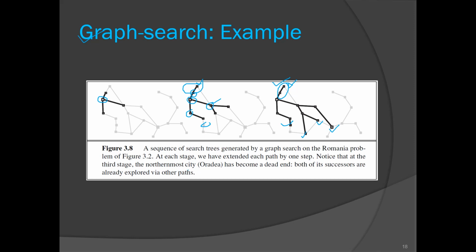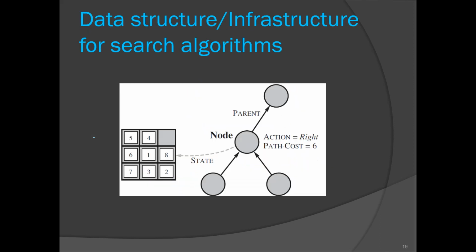So this is the sequence of search trees generated by graph search on the Romania problem. Notice that at the end of the third stage, the northernmost city, Oradea, has become a dead end, because both of its successors are already explored. So this is regarding the tree search algorithm and the graph search algorithm.